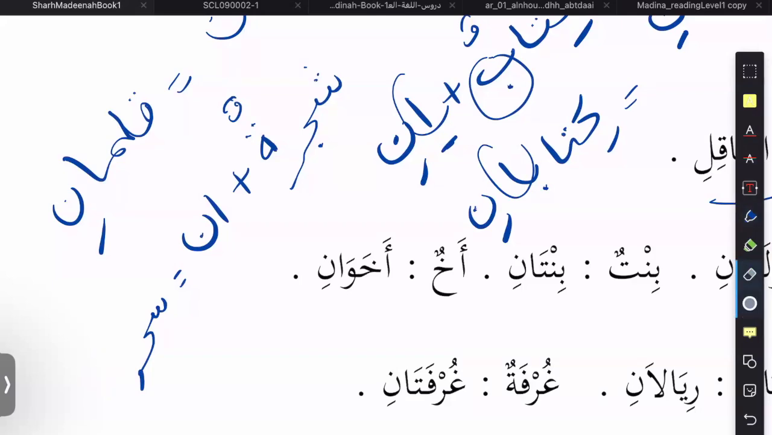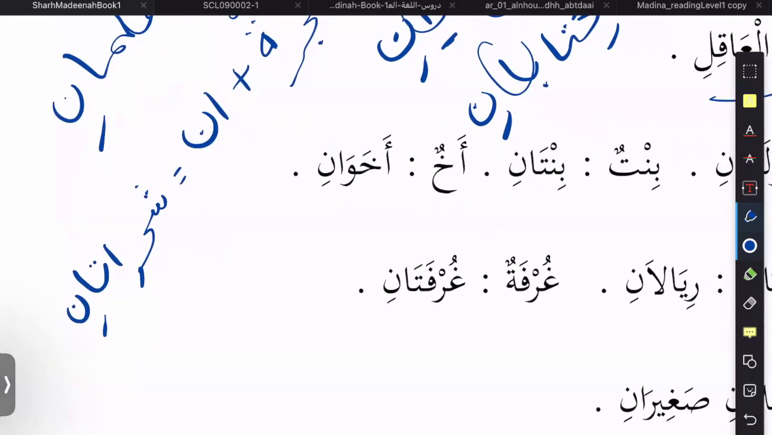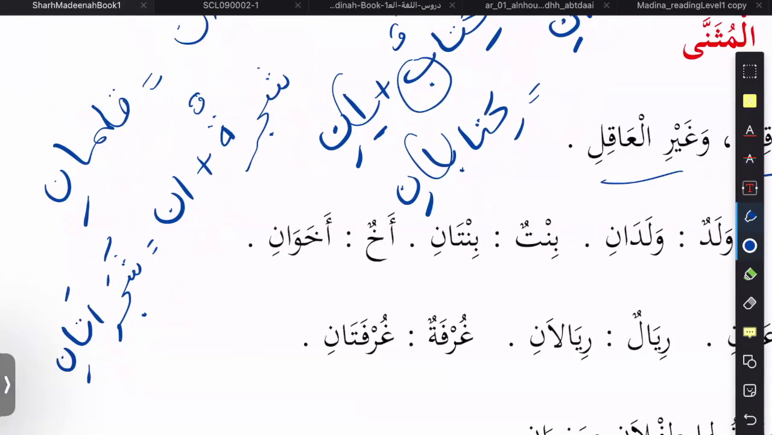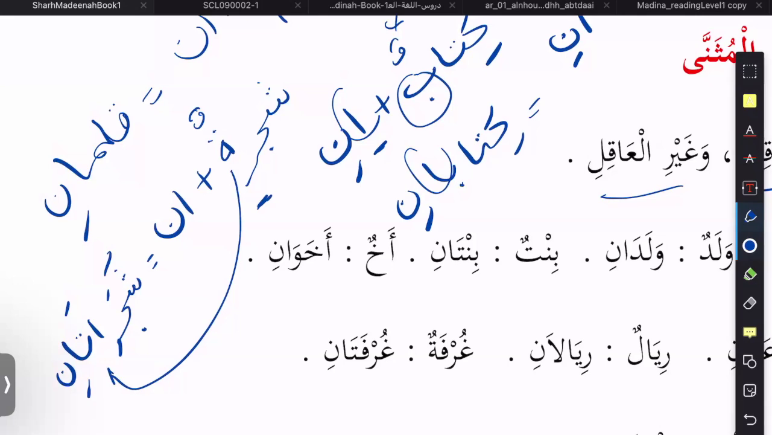So what's happening here? Shajaratani. What's happening is that nothing else changes. We have exactly the same thing, but the only thing is that this round ta marbuta is becoming a ta maftuha. Why? Because ta marbuta is always at the end. It cannot come in the middle or in the beginning. Because now this ta is not at the end, it is in the middle, we have to convert it into your standard ta, only for the writing. So, a very simple thing.